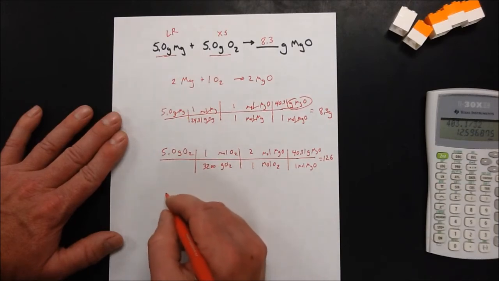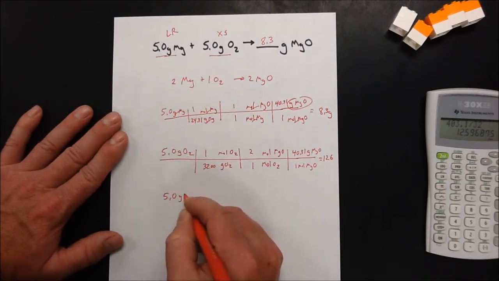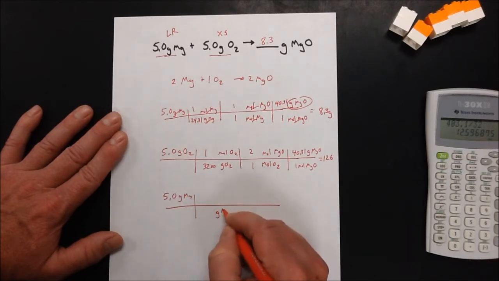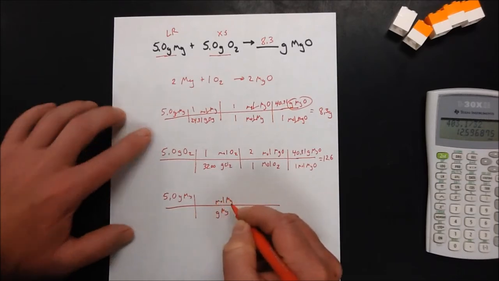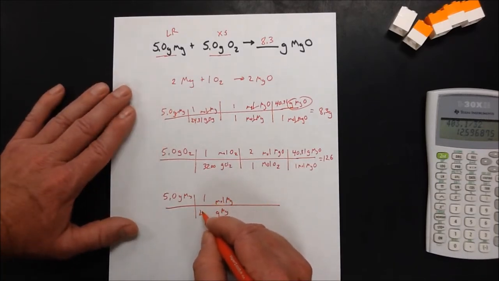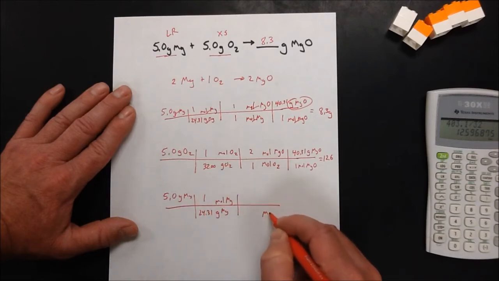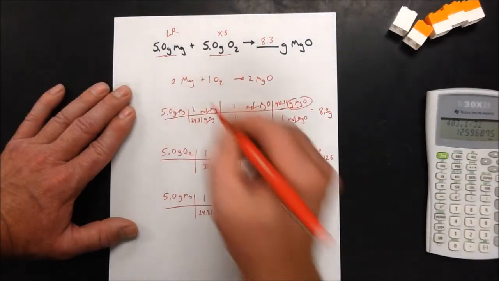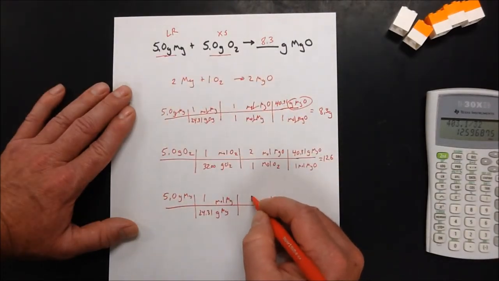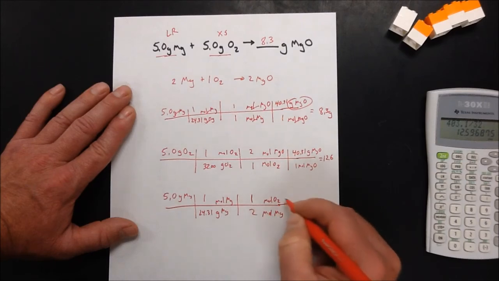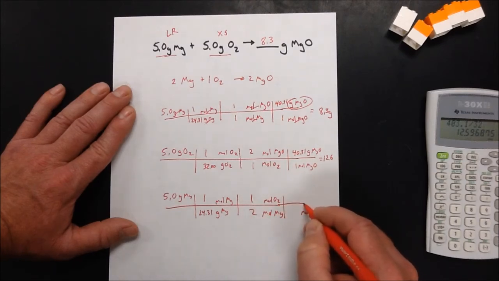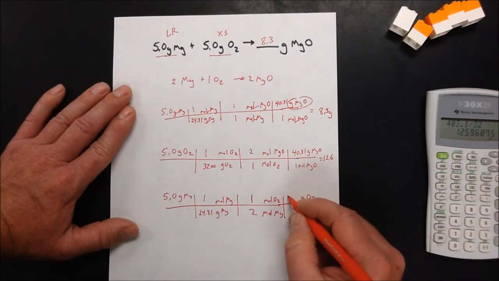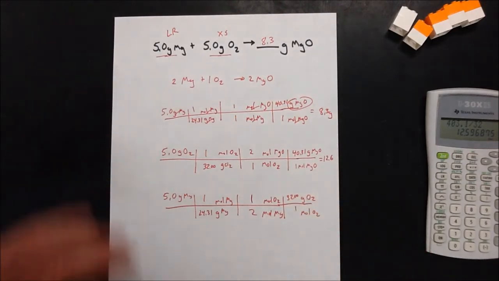So from this, I'm going to take the 5.0 grams of magnesium and see how much oxygen I need to react with that. So from grams of magnesium to moles of magnesium, very similar to the first problem we did. 1 is 24.31. Now for moles of magnesium, I'm going to go to moles of oxygen. That ratio is 1 oxygen for every 2 magnesium. And lastly, moles of oxygen to grams of oxygen, and that is 32.00 grams per mole.